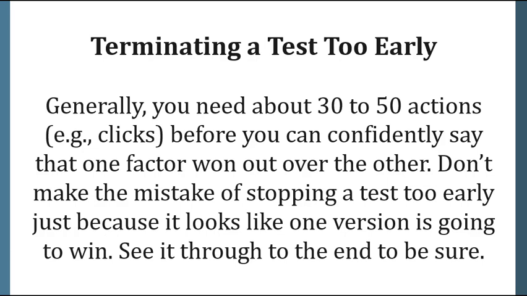Another one, terminating a test too early. Generally, you need about 30 to 50 actions, for example, clicks, before you can confidently say that one factor won out over the other. Now, don't make the mistake of stopping a test too early just because it looked like one version is going to win. See it through to the end to be sure.